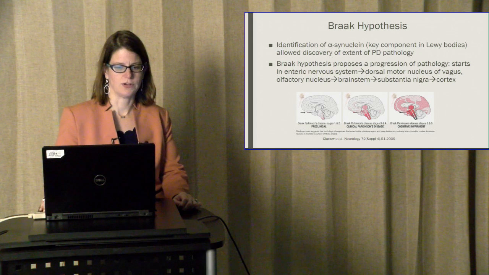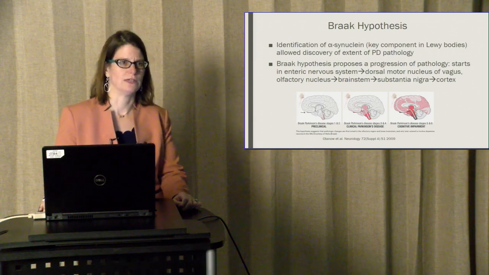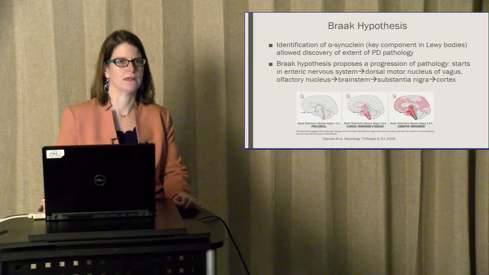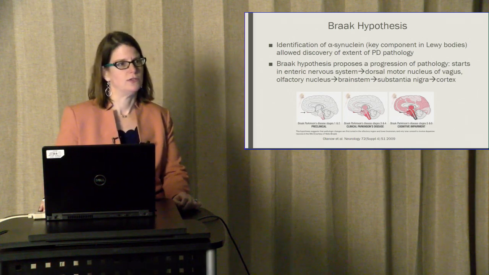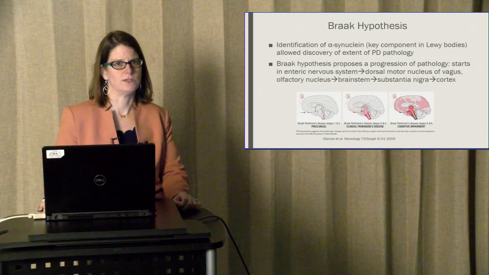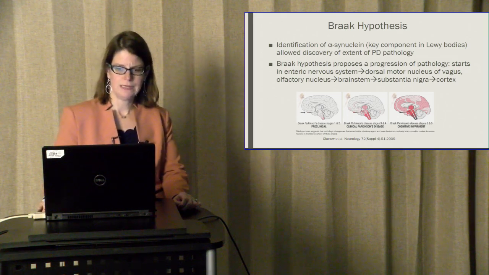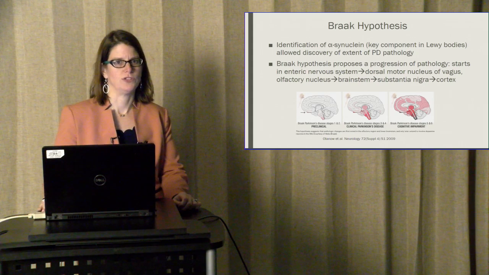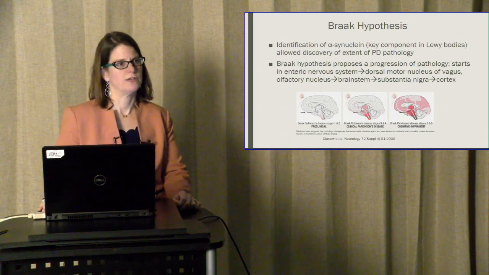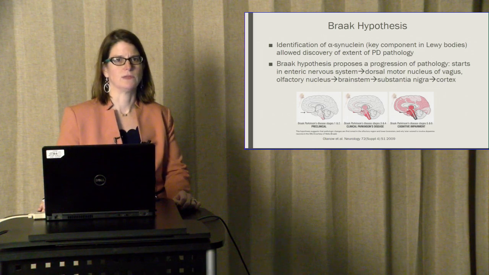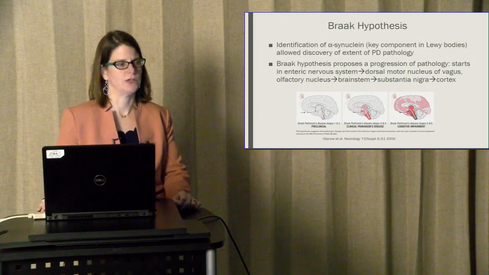It's thought to start in the enteric nervous system, and we actually can see Lewy bodies in the mesenteric plexus of the GI tract, and then progress to include the dorsal motor nucleus of the vagus, as well as the olfactory bulbs, and then later to the brainstem, which is when we start to see the motor symptoms of Parkinson's come out, and that's when the substantia nigra gets involved. And then it can spread from there to the cortex, which is when we see some of the later symptoms of Parkinson's, such as cognitive dysfunction.